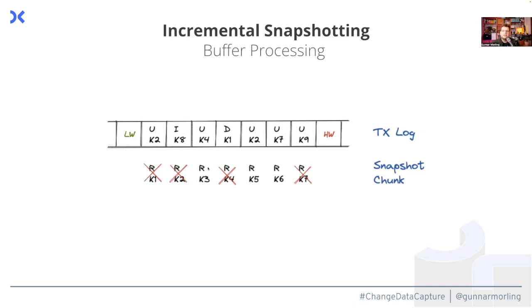So in this case, for the key 1, we don't take the read event from the snapshot chunk because there was a delete event for that key. Same for key 2, there were updates for that key. So whatever is in the transaction log for this chunk will be taken from there. Only the keys 3, 5 and 6 were not modified during this period. Then we will backfill that data from the snapshot select.